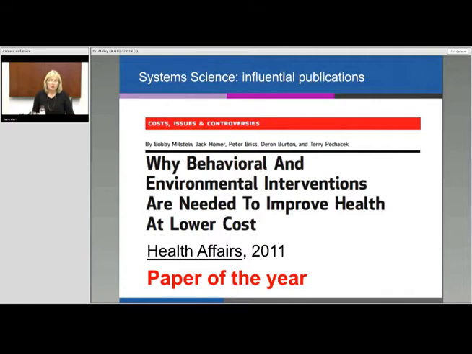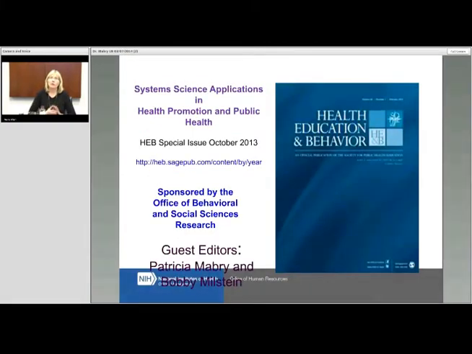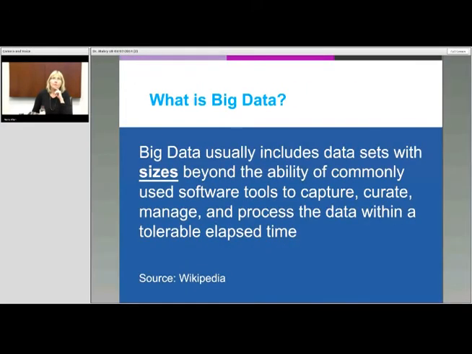But I did want to call your attention to some influential publications. This one in Health Affairs by Bobby Milstein and others got Paper of the Year. And that's sort of a statement about where the field is. It's really come a long way. We wouldn't have had this 5 years prior. So it's a real testament that system science is coming online. We published this special issue last fall. I invite you to take a look at it. It has a number of good examples of the application of system science.